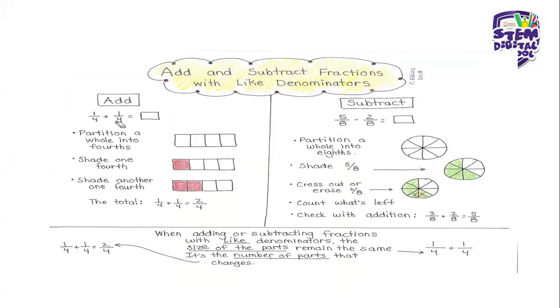Since we want to add a quarter and a quarter, what do we need to do? The first step in adding fractions with the same denominator is that we need to check. Okay, first step is just adding fractions, right?